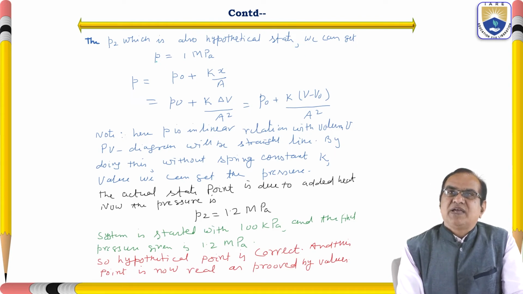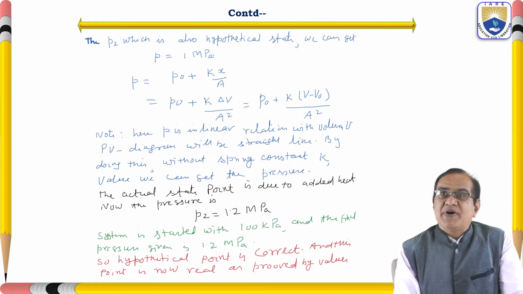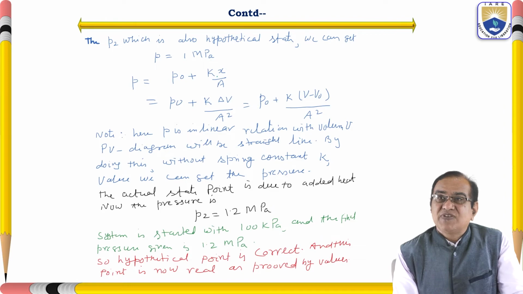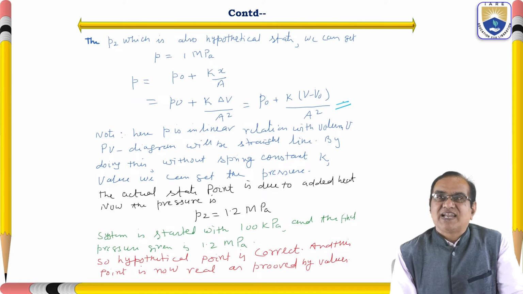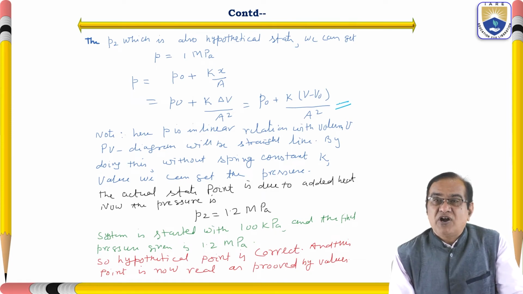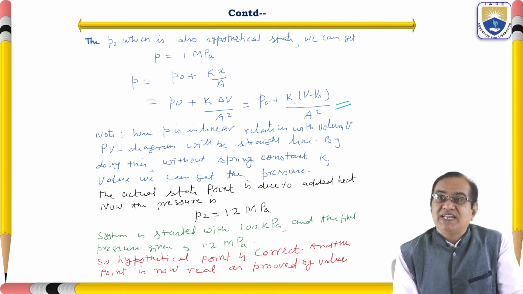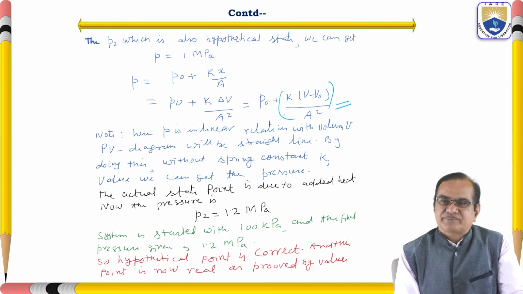So here P is equal to 1 megapascal. P is equal to P naught plus Kx by A. Here we can write x as delta V by A, so P is P naught plus K times delta V, that is V minus V naught, by A square. This is the relation between P and P naught. So this P will always be more than the atmospheric pressure.